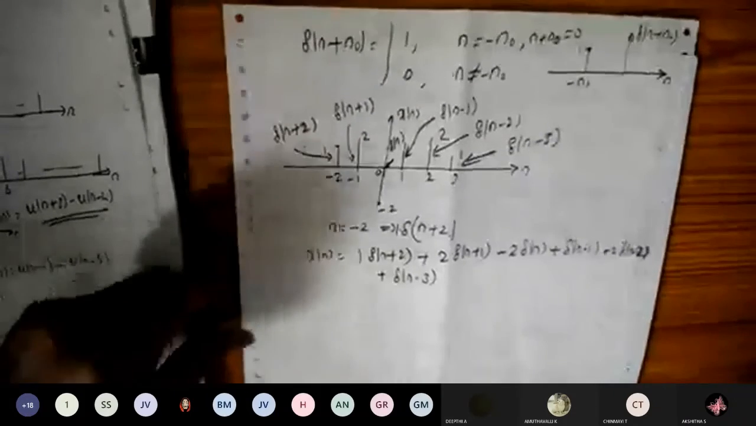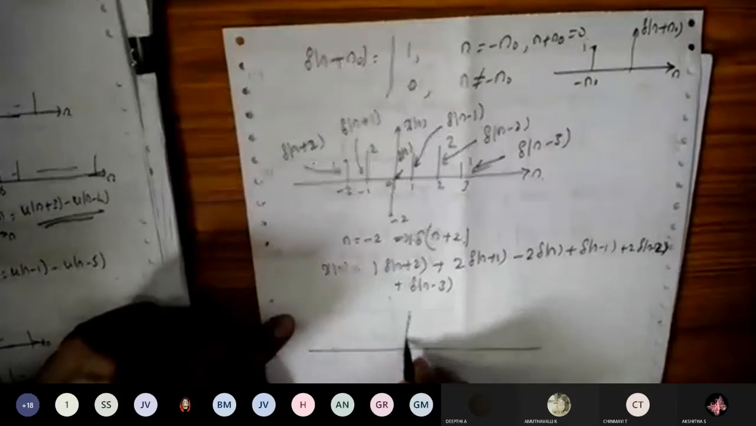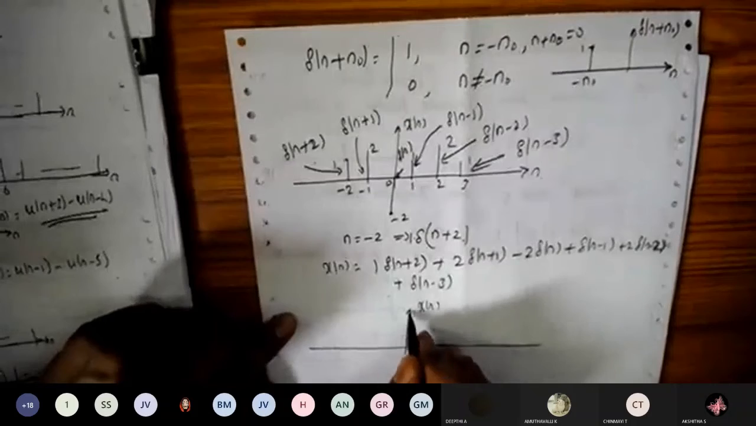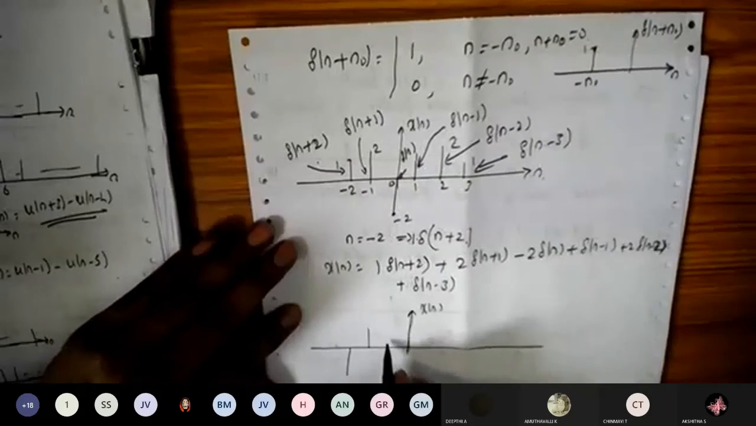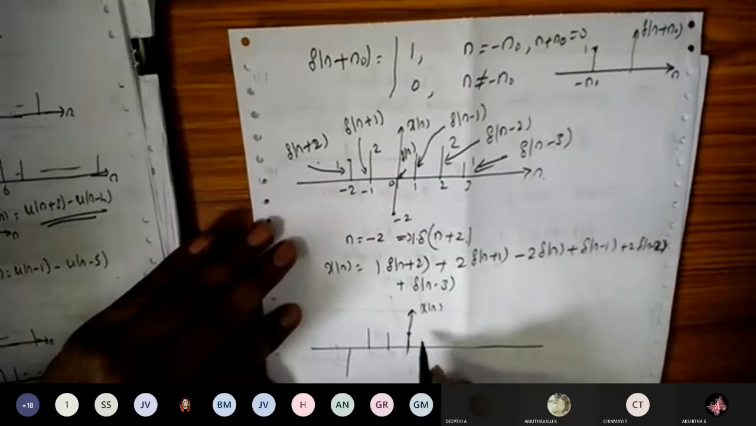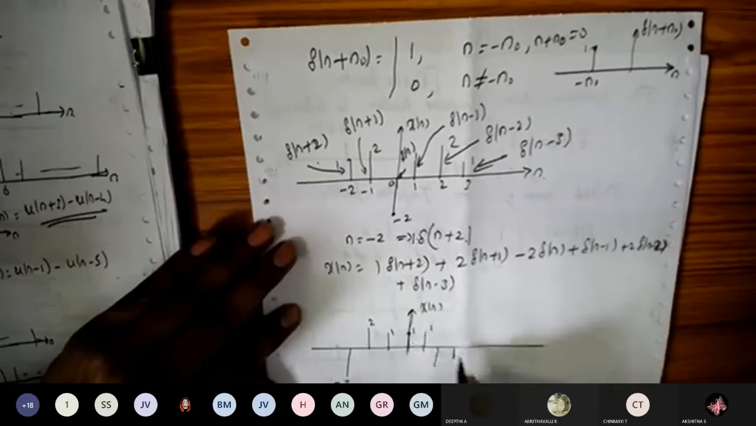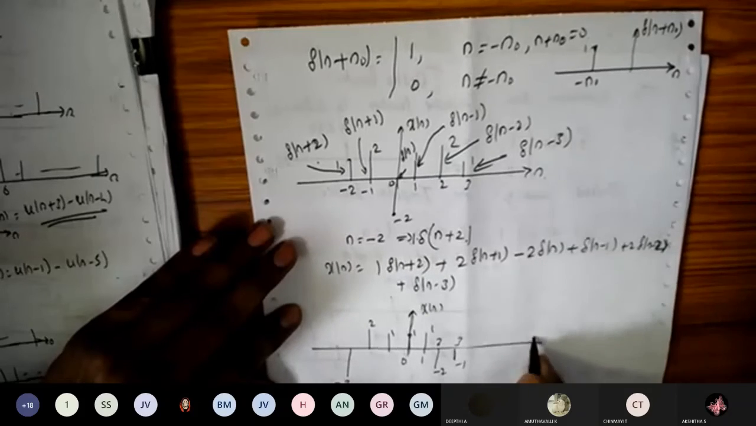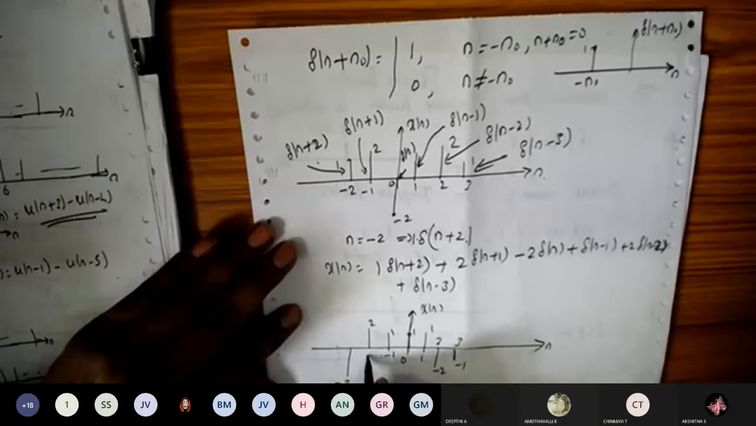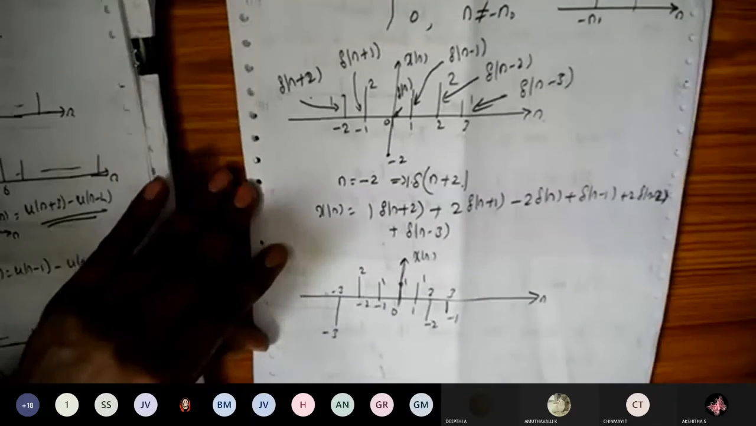Similarly, I'll take one more example so that we'll get some more clarity. You should tell the answer for this one. This is at n is equal to 0, 1, 2, 3, and this is at minus 1, minus 2, and minus 3. Take the waveform.